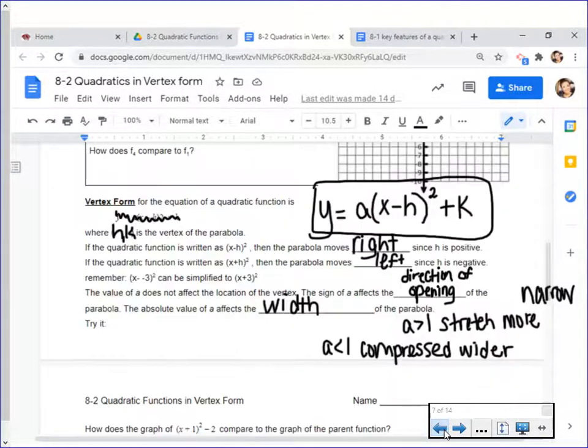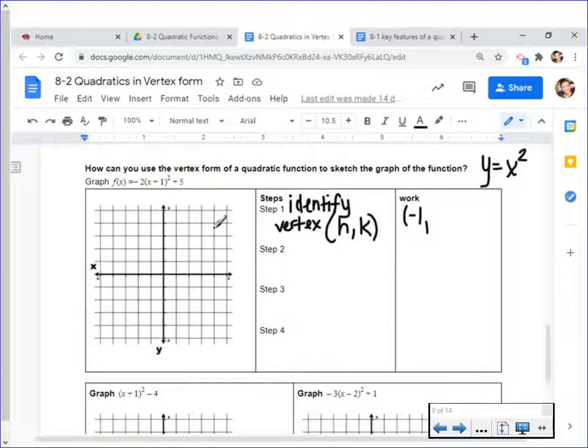And then k is the very end number, and it's the same sign as it is in the problem. So if this says +5, your k is +5. That is the vertex, and we're going to graph it. So we're going to go to the point (-1, 5). That's our first point. So that was step 1. Step 2, plot the vertex. We just did that.